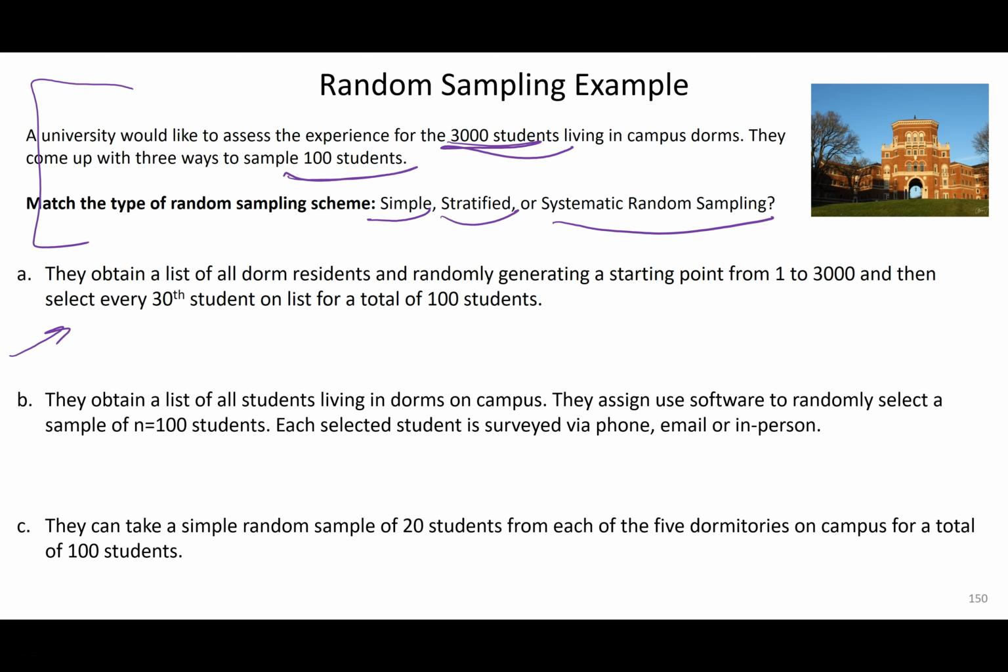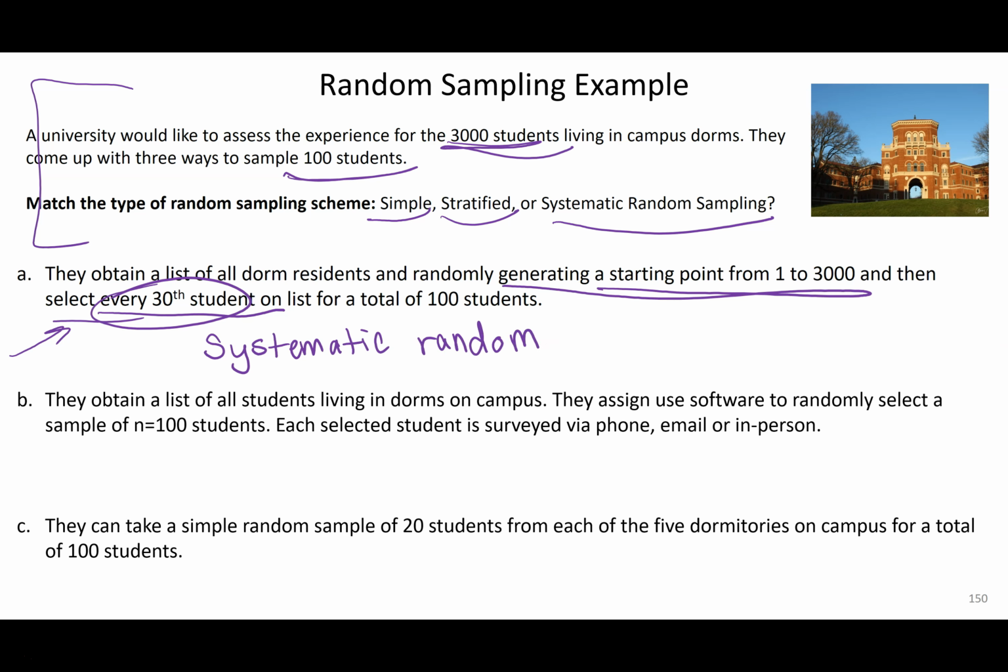Okay, looking at the first one, they randomly generate a starting point from 1 to 3,000 and then select every 30th student. This, to me, is the giveaway for a systematic random sample: the every-number student, that kind of idea, like every 30th, every 20th, every second, whatever number it is that they chose.